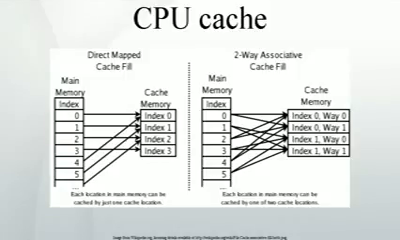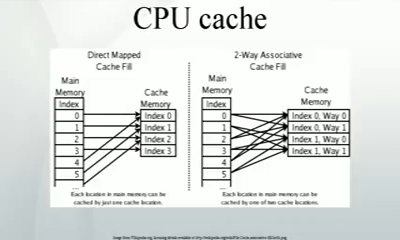CPU cache. A CPU cache is a cache used by the central processing unit of a computer to reduce the average time to access memory. The cache is a smaller, faster memory which stores copies of the data from frequently used main memory locations. Most CPUs have different independent caches, including instruction and data caches, where the data cache is usually organized as a hierarchy of more cache levels.